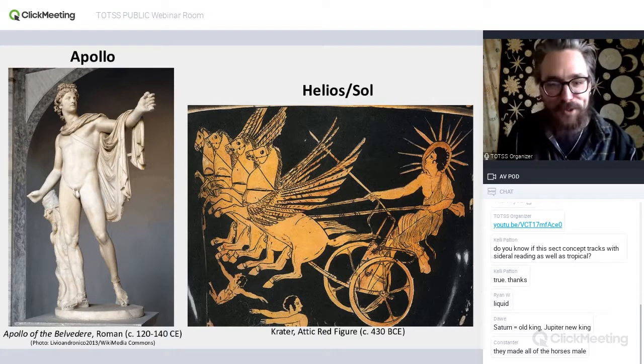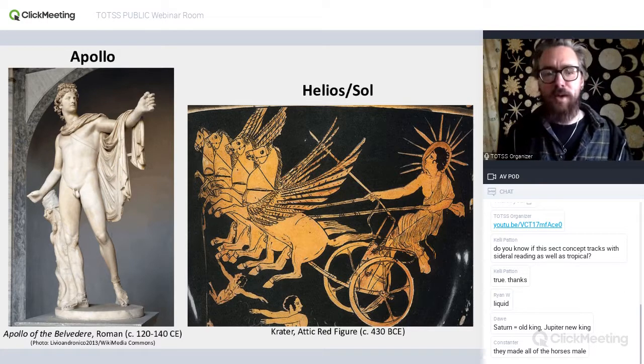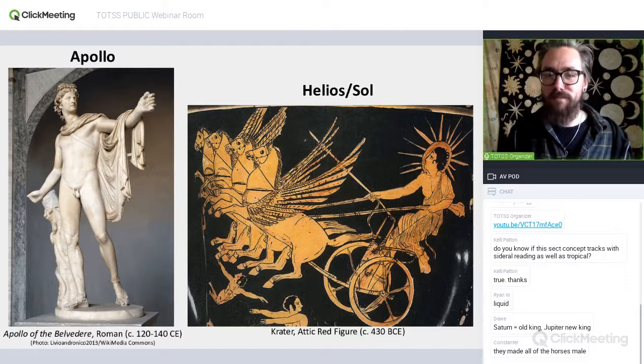Constantine just pointing out that they made all the horses male. You're correct. I hadn't noticed that. Yes. Well, and Helios is male, so I suppose that makes sense.